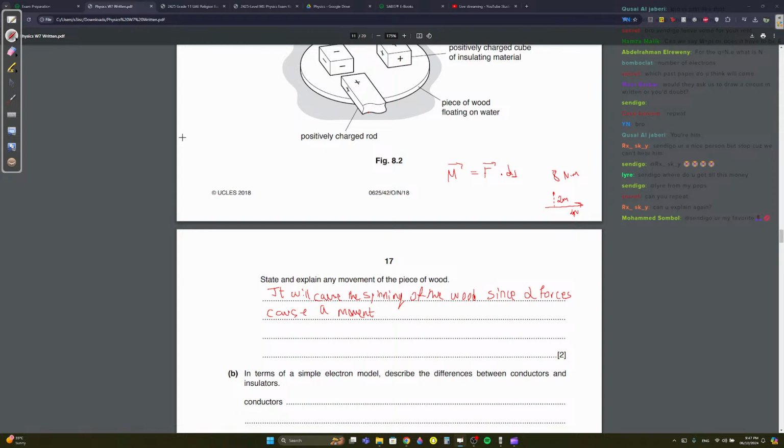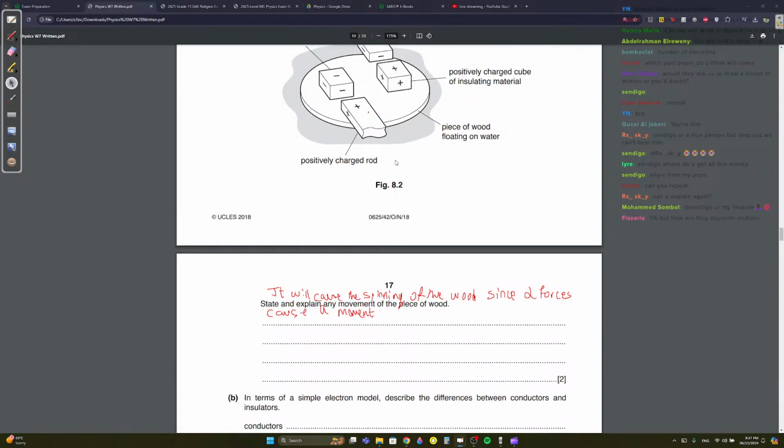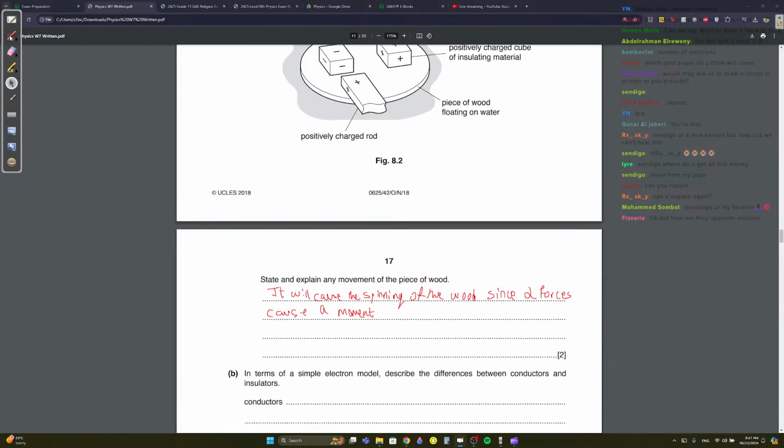Remember all this moment? But how are they opposite motions? Don't forget about the opposite. I don't care if it's opposite. All I care is that since I have two forces, it's going to cause a moment. Even if they're both acting in the same direction, I don't care. I don't care about the direction. All I care is that it's going to cause a moment.